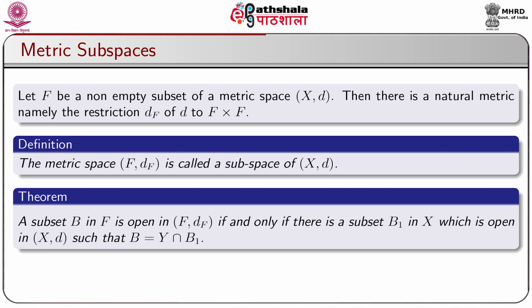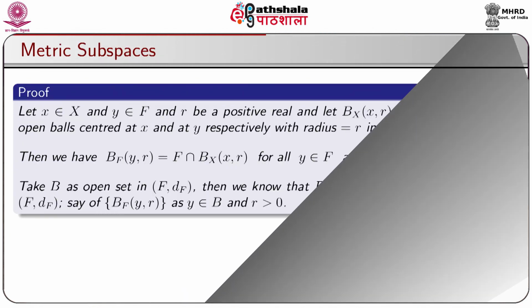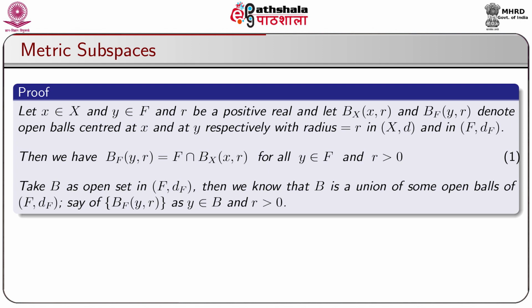Now, we go to a theorem: a subset B in F is open in (F, d_F), that is, the metric space, rather the subspace (F, d_F), if and only if there is a subset B1 in X which is open in (X, d) such that B can be expressed as F intersection B1, that is B is equal to F ∩ B1. The proof is given below.